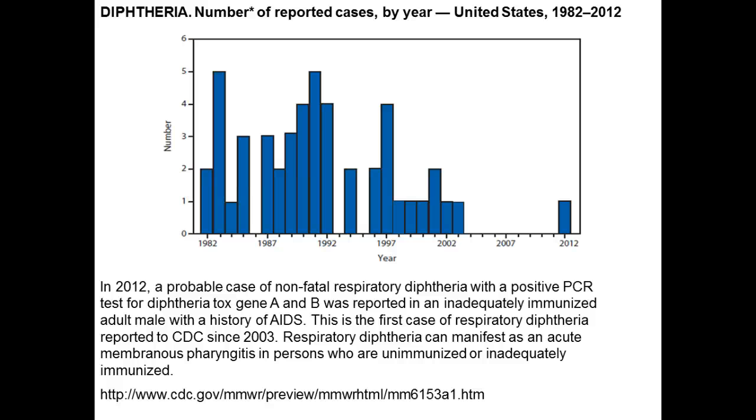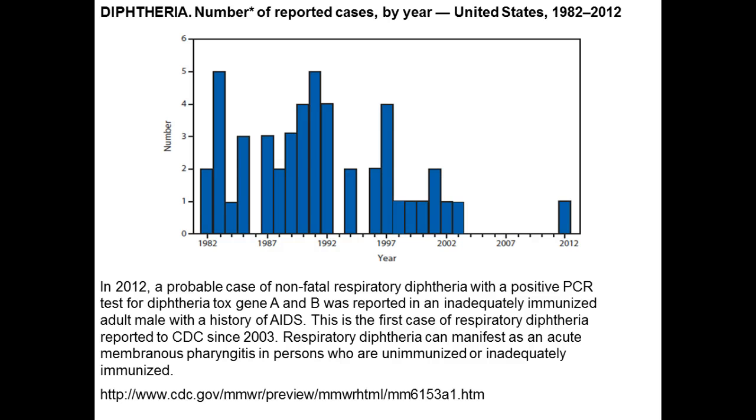What is PCR? Polymerase chain reaction, and this is to look at the DNA. So right down to the DNA level, they were able to determine the diphtheria toxin genes A and B. So they were present in this patient.